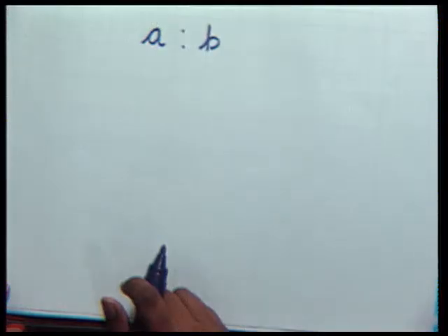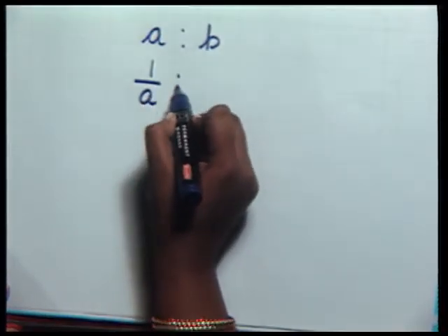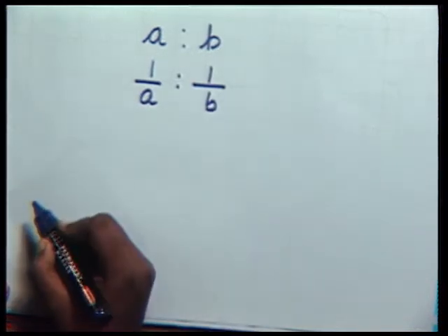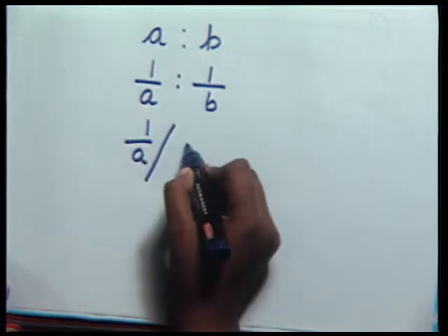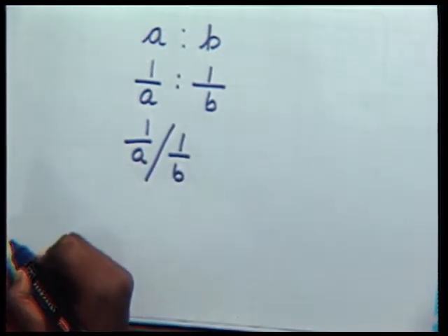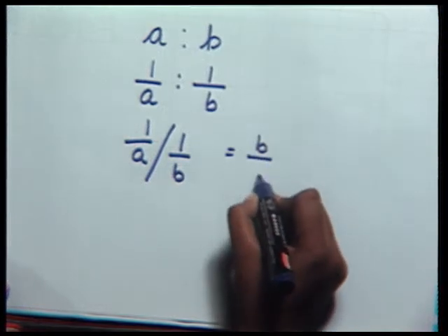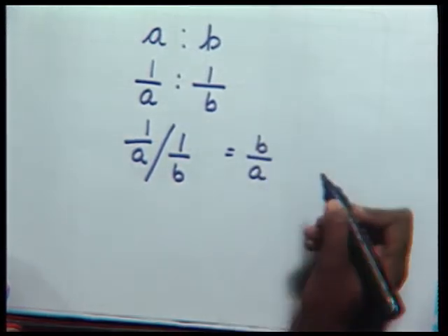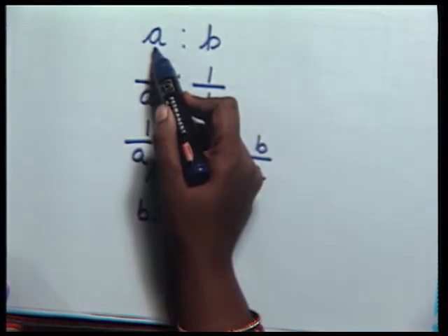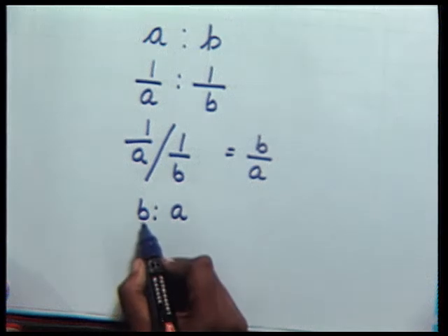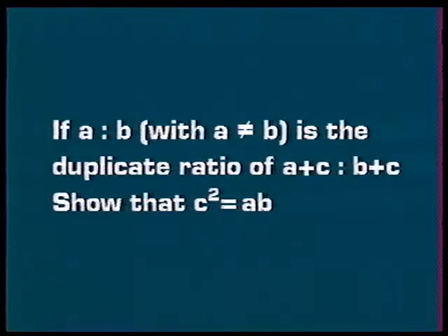Can you tell what will be the reciprocal ratio of a given ratio A is to B? Its reciprocal will be 1 upon A is to 1 upon B, which is nothing but 1 upon A divided by 1 upon B, which is equal to B upon A. In ratio form, we write it as B is to A. So, we find that the reciprocal of the ratio A is to B is the ratio B is to A. Now, using these results, let us solve this problem.